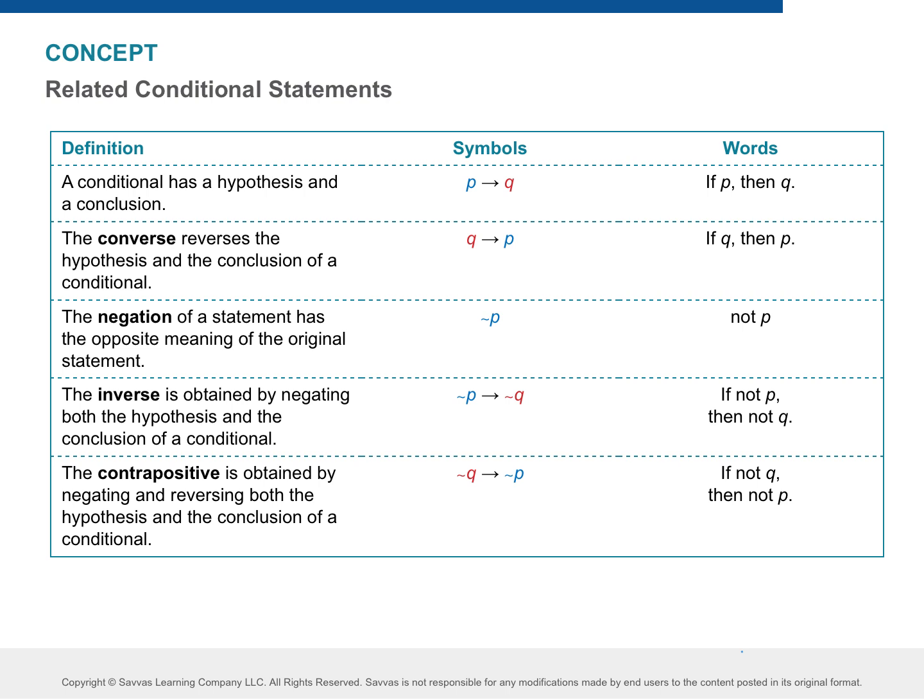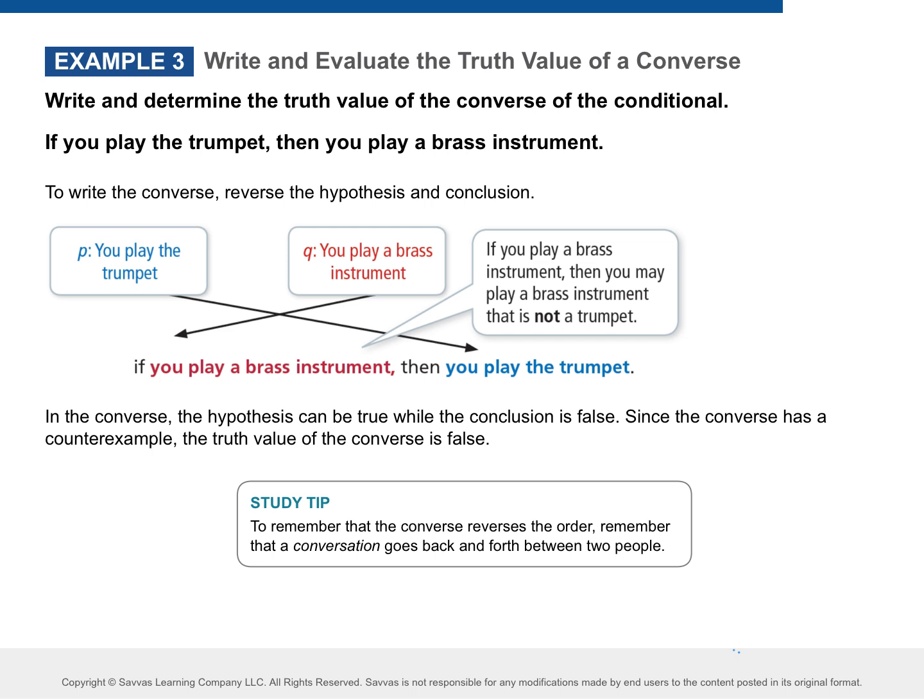What do you think a converse does to the if-then statement? It switches it. Okay? It takes the if-then and it just flips them around. Okay, so let me explain. This is my original statement right here. This is not in your notes. Okay? This is my original right here. If you play the trumpet, then you play a brass instrument.